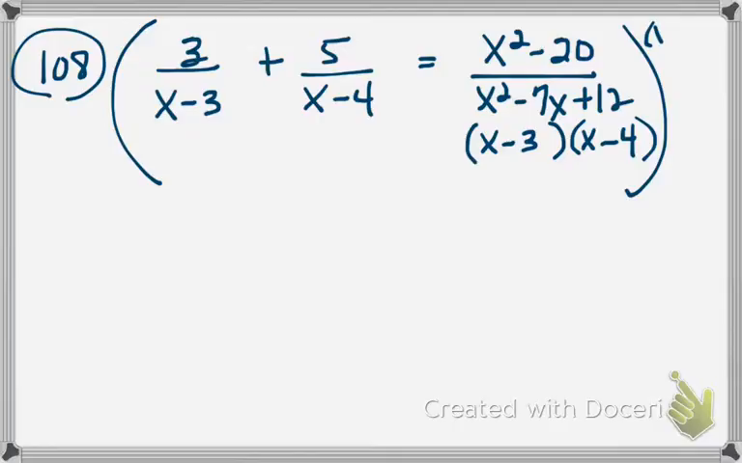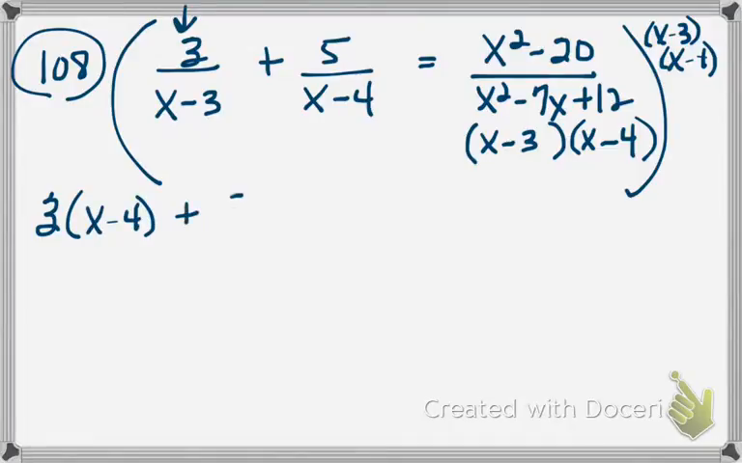Okay, so I'm running out of room. I'm going to squeeze it in right here. So when you multiply times the first term, what cancels? X minus 3. So that means you've got to multiply your 3 by x minus 4. You're going to keep all this in parentheses. Some of you didn't do that on your last quiz.